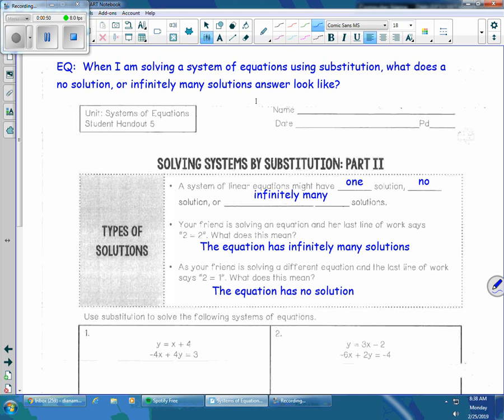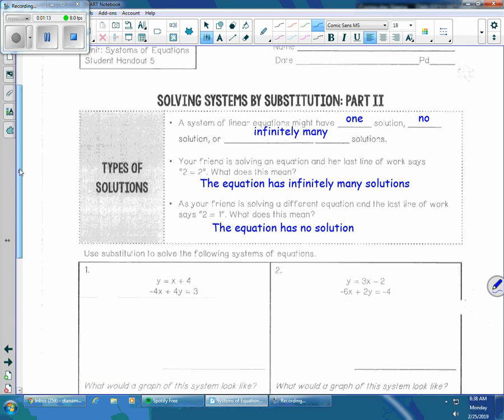There are three possibilities when you're solving a system of linear equations. You could have one solution, no solution, or infinitely many solutions. We've already been through this with graphing, and it's the same thing when we're using substitution, except we're solving the system algebraically instead of on a graph. And actually, we could do it both ways.